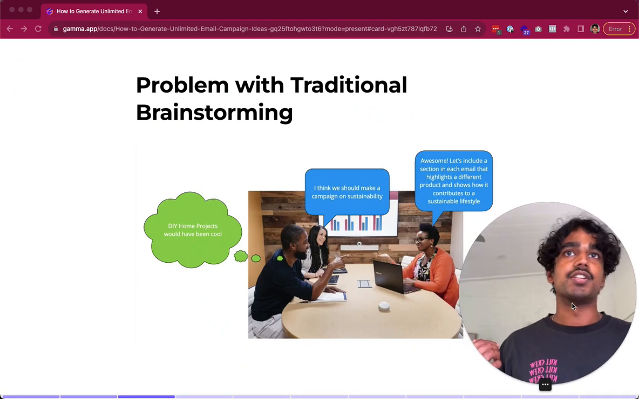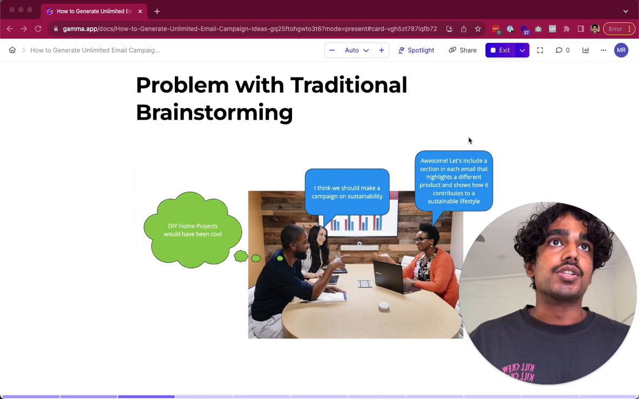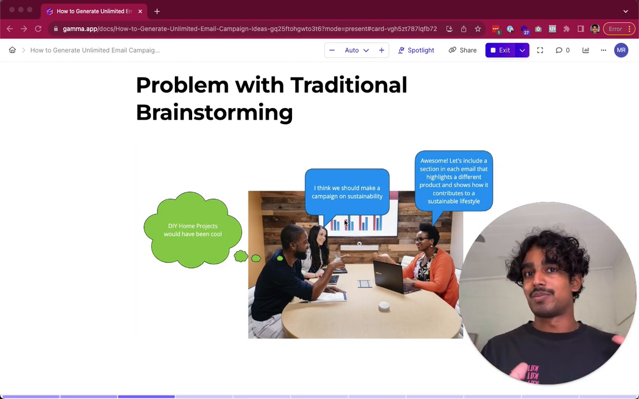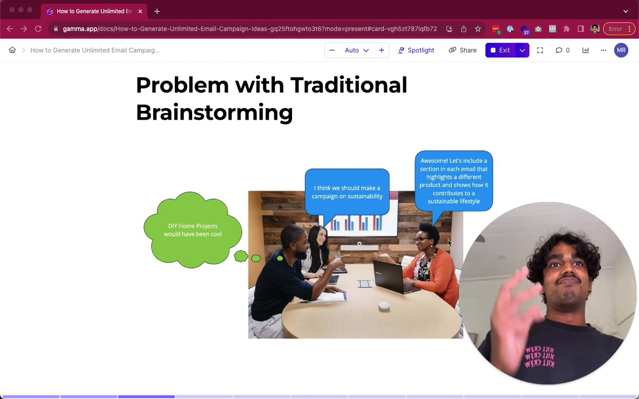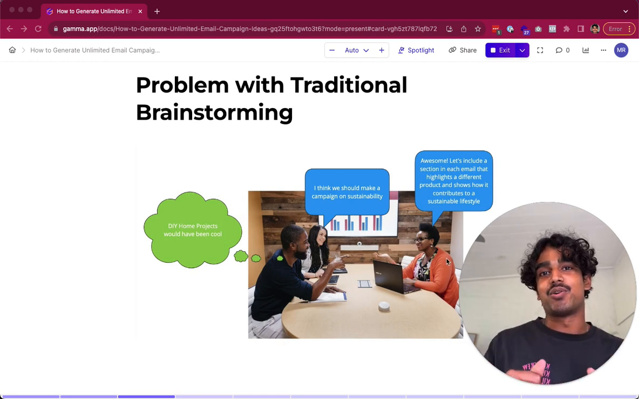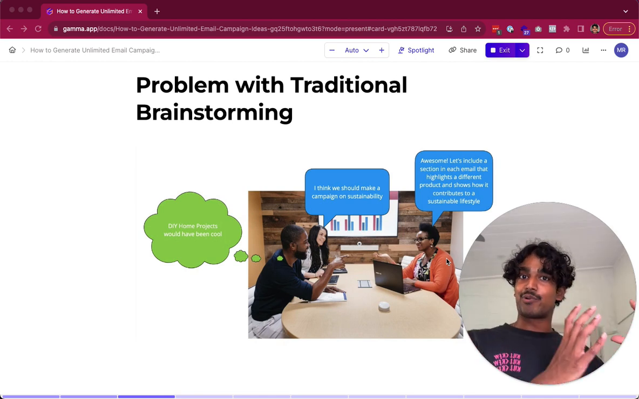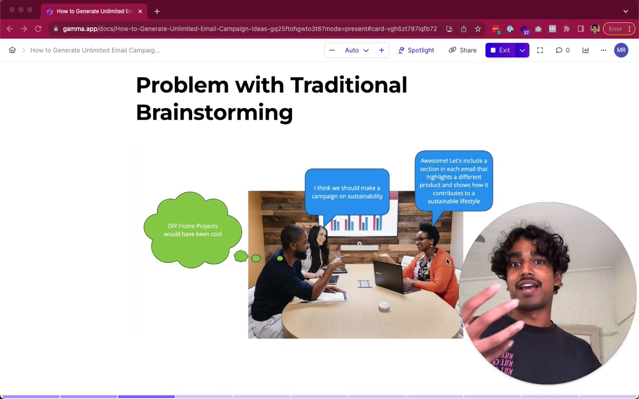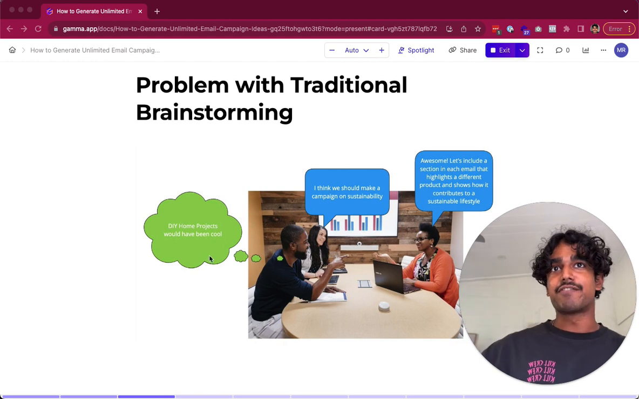So, you think about regular brainstorming. Let's say you have 3 people in a room like this. Let's say you're talking about, let's come up with some ideas for campaigns. One person says, I think we should make a campaign on sustainability. Second person in the room goes, hey, that's a great idea. I want to really build on that. Let's do sustainability, link it to our products, and then show how each of our products help lead a sustainable lifestyle.